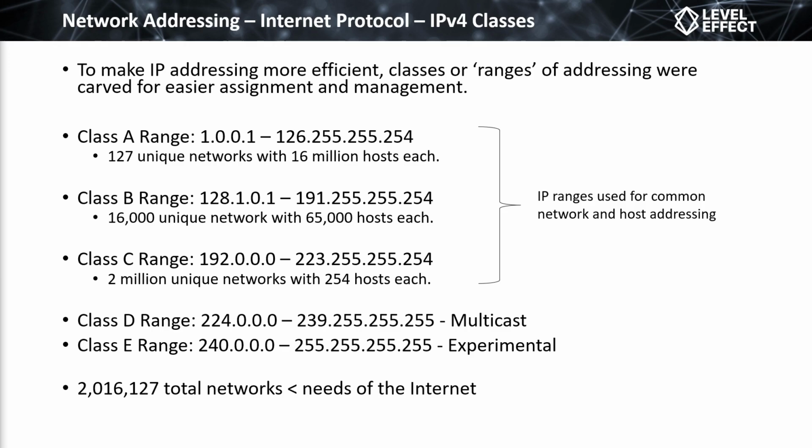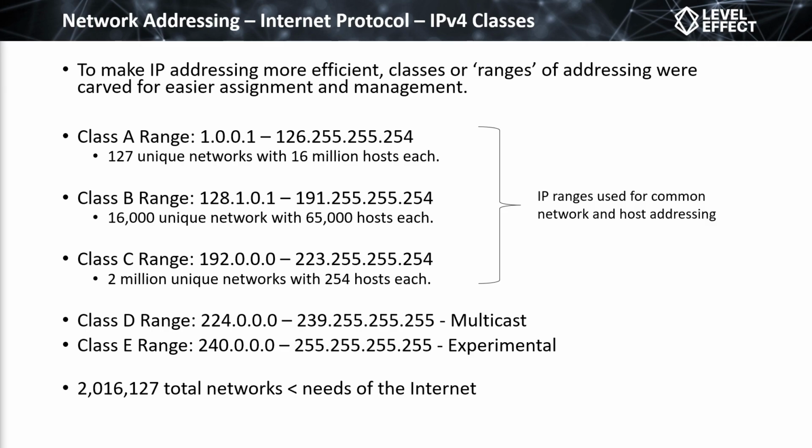And then we have Class D and E. The Class D range is used for multicast, which we're going to dive into a little bit more in a moment, and Class E is used for experimental and future use cases. In total, there are roughly 2,016,127 networks. That's really not a lot of networks when you compare it to the needs of the internet. We only have 4.29 billion addresses, but they're distributed across 2 million networks. So that's very inefficient from an IP address allocation standpoint.